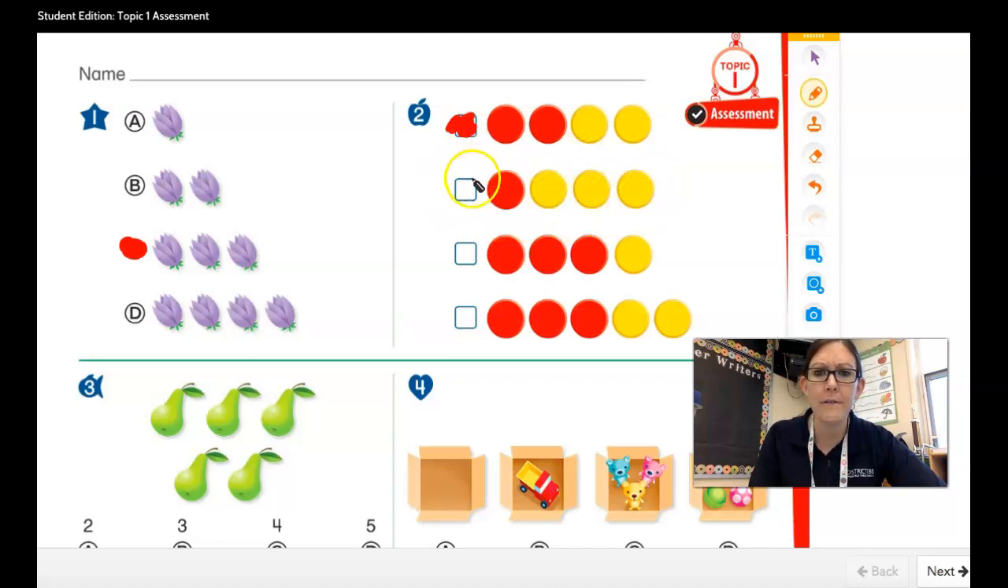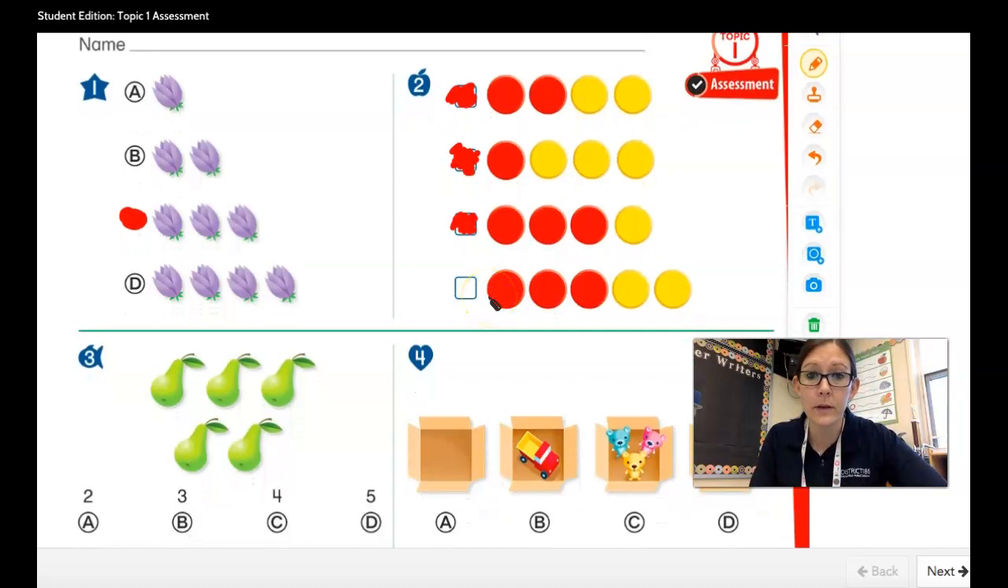Does this one show 5? 1, 2, 3, 4. No, that one's also 4. We need to mark it because it does not show a way to make 5. It shows 1 red and 3 yellows. And that makes 4. What about this one? 1, 2, 3 reds and 1 yellow. Does that show a way to make 5? 1, 2, 3, 4. Again, no, that does not show a way to make 5. Mark it because it said mark the ones that do not show a way to make 5.